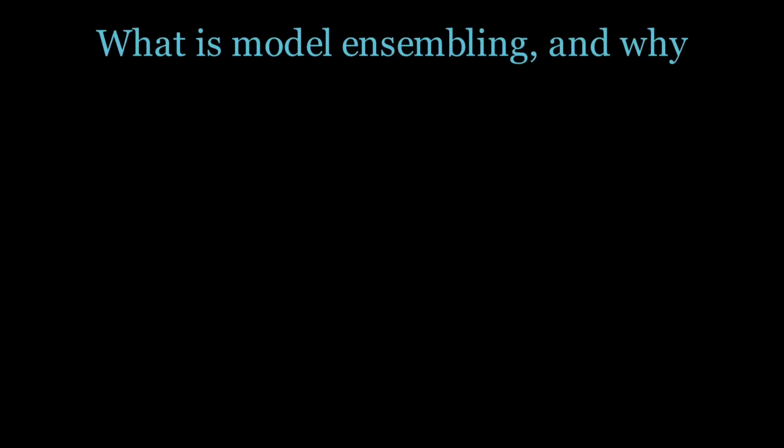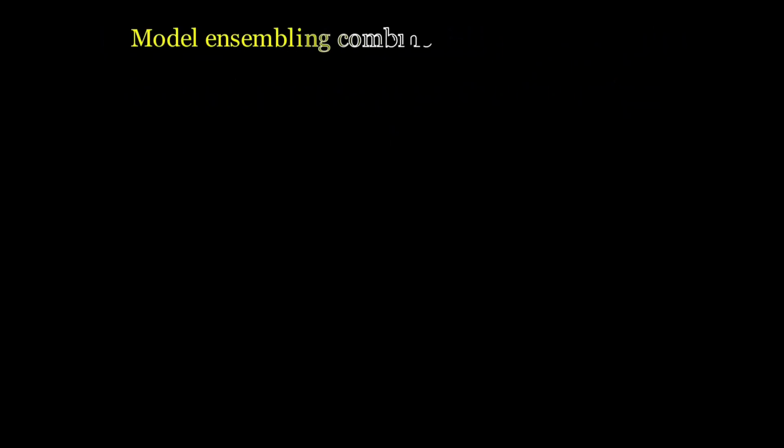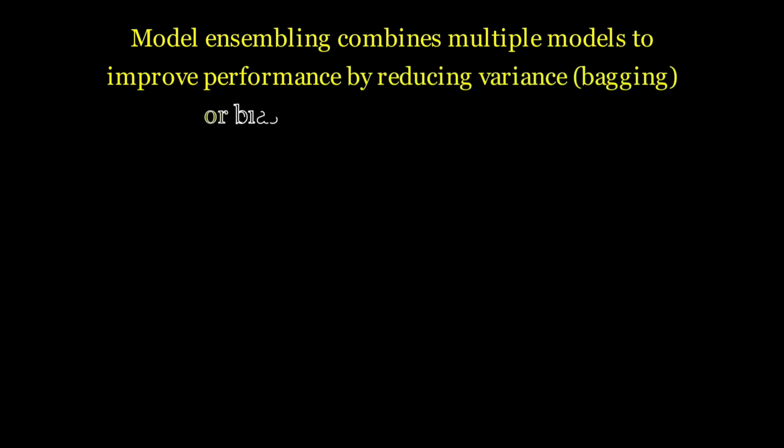What is model ensembling and why is it effective in machine learning? Model ensembling combines multiple models to improve performance by reducing variance (bagging) or bias (boosting), leading to more robust predictions.